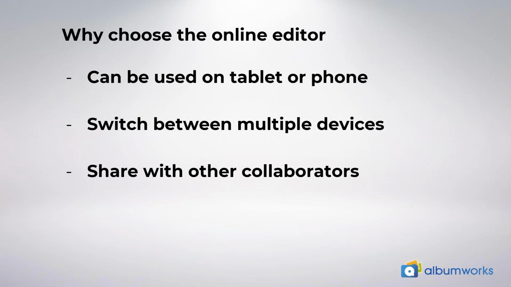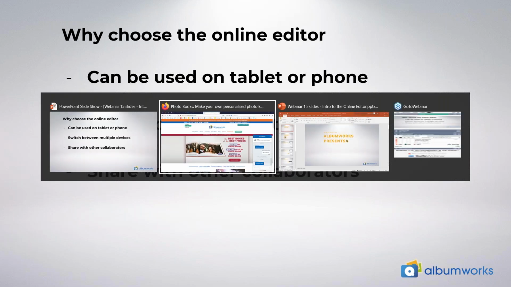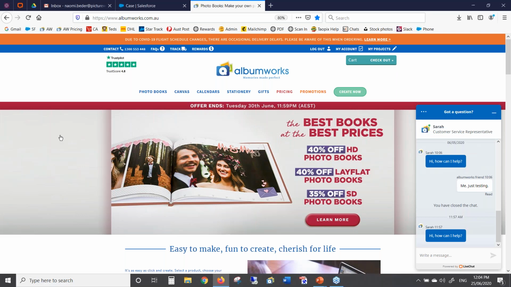All right, let's get started creating a project just to show you how it works in the online editor. So I've opened up a web page here, and this is our albumworks.com.au website, which is where you need to go to start with. So I'm demonstrating this on a computer, but if you're working on a phone or a tablet, it'll be a very similar experience. So the first thing you need to do is decide what project or product you want to create. And today we're going to make a photo book. So I'll click on this photo books button.